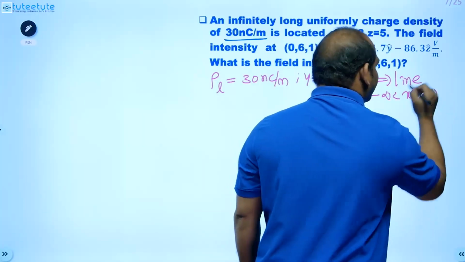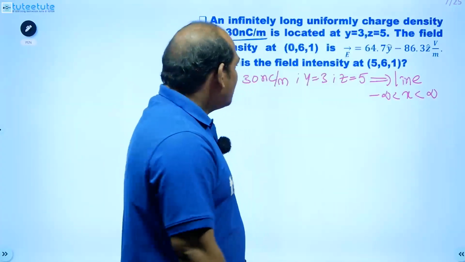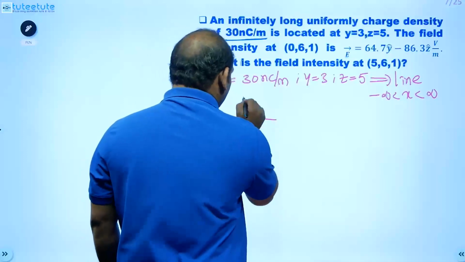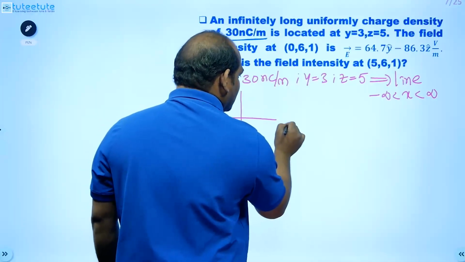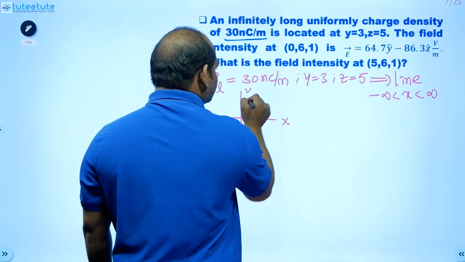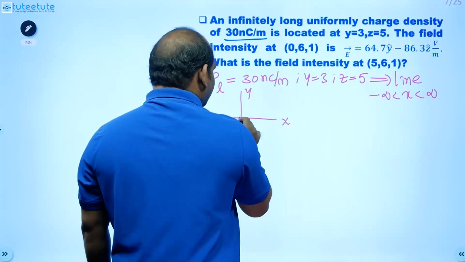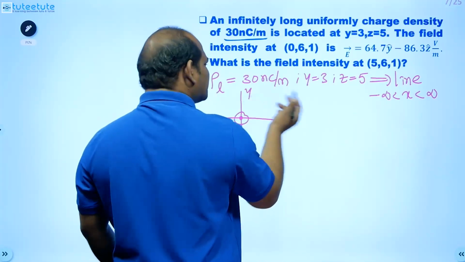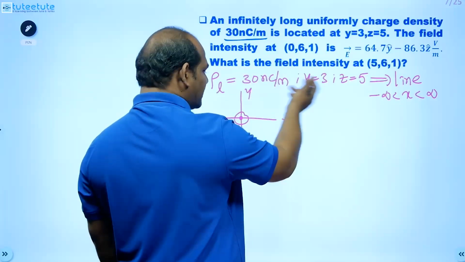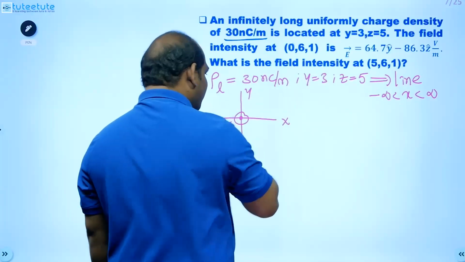So understand this one very carefully. For your understanding, here I will take one graph. For example, x, this is y, and z is coming out of the plane. Otherwise, we can work with respect to the given data only. So anyhow, I will take this one.